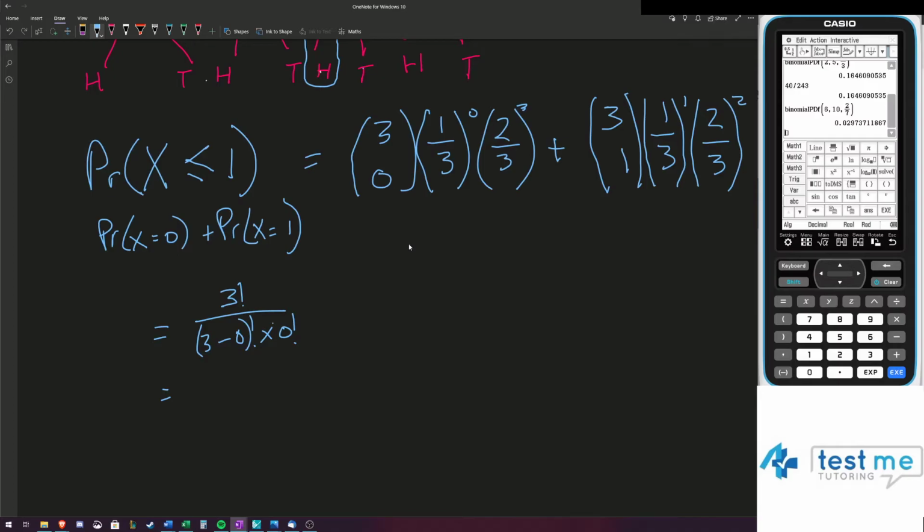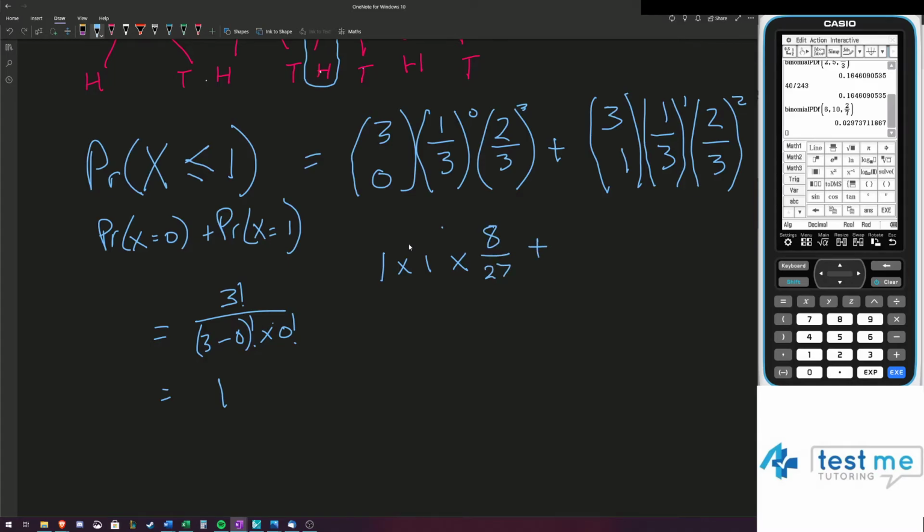In this case, it's going to be 3 prime on 3 prime, which equals 1. Okay? I hope that's alright. If it's not, let me know in chat. So 1 times, now 2 over 3 cubed, again, 8 on 27.